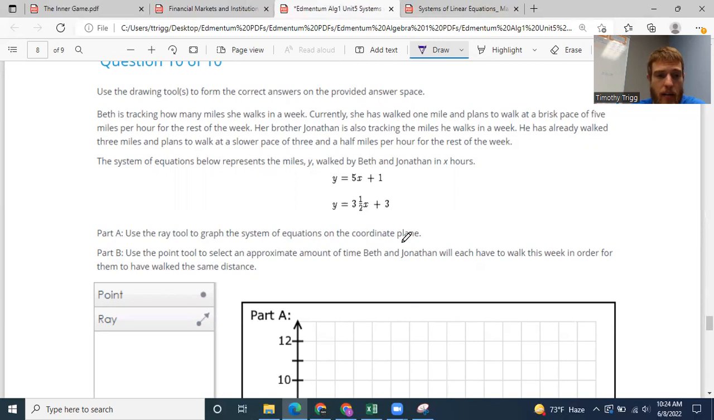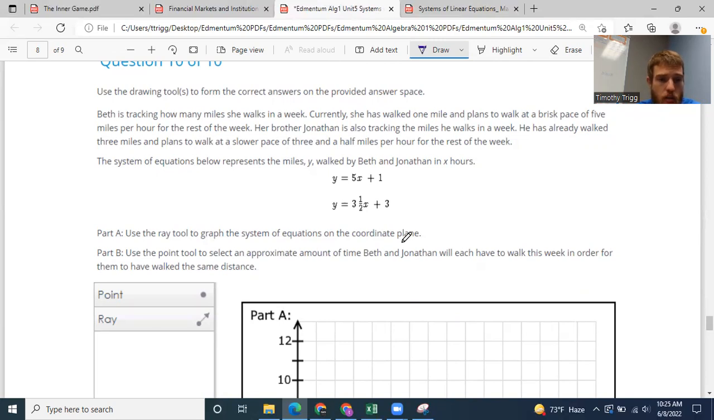Last question for the practice. Beth is tracking how many miles she walks in a week. Currently, she has walked 1 mile and plans to walk at a brisk pace of 5 miles per hour for the rest of the week. Her brother, Jonathan, is also tracking the miles he walks in a week. He has already walked 3 miles and plans to walk at a slower pace of 3.5 miles per hour for the rest of the week.